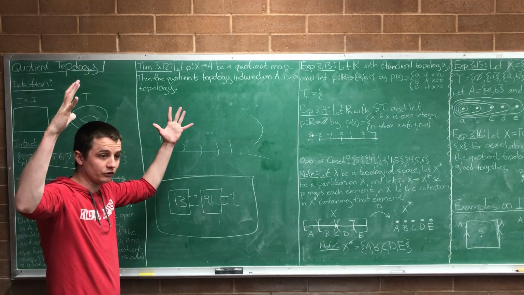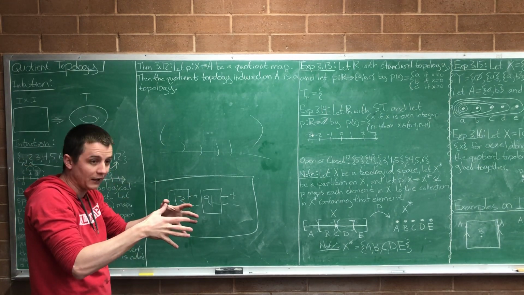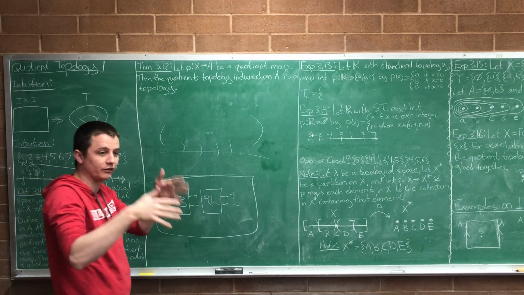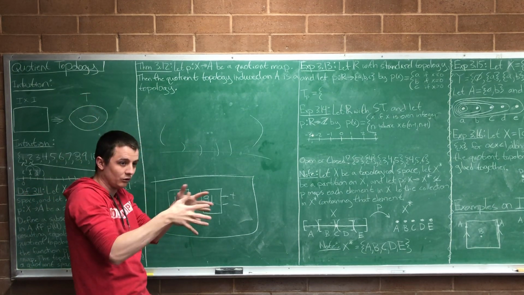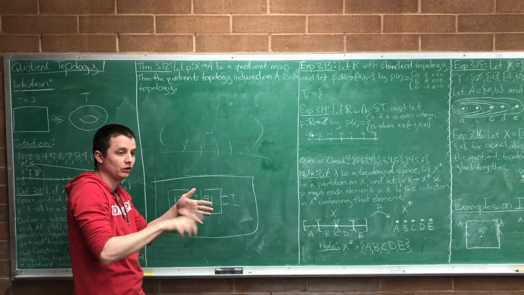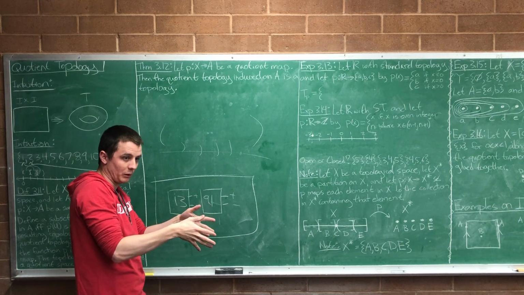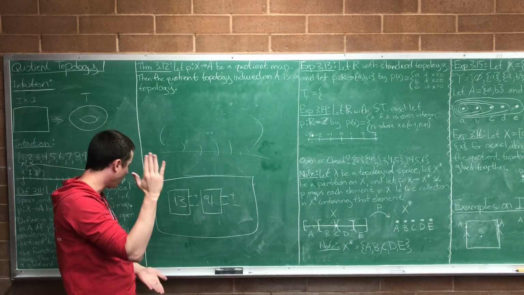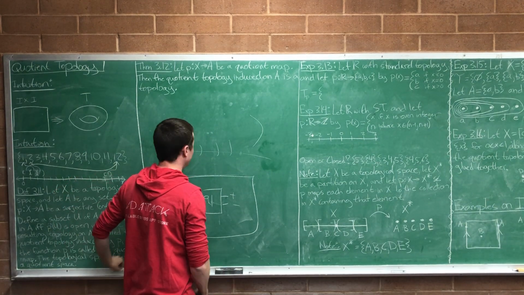So you have your topological space, you look at a subset in that topological space, and then you make the open sets just the intersection of the open sets in the big set with the subset that you're talking about. That gave you your open sets. Remember topological subspace?